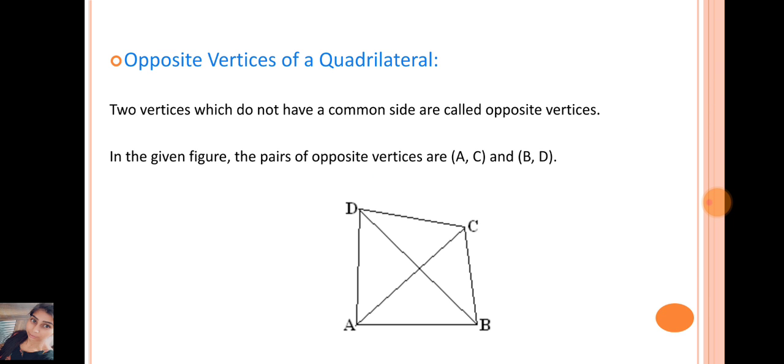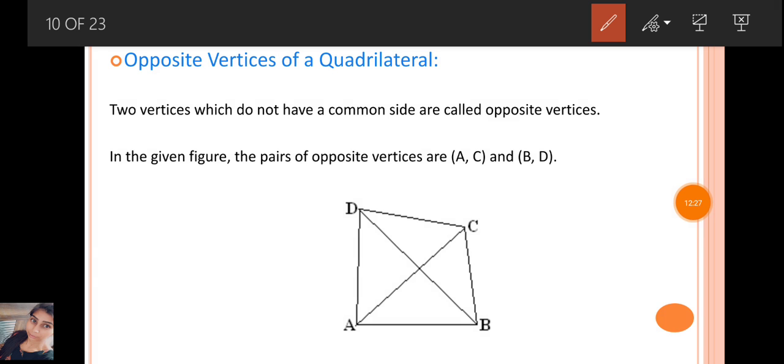So now let us see what we mean by opposite vertices of a quadrilateral. Two vertices which do not have a common side. Again we are talking about pairs which do not have common sides. If they do not have common sides, then they are called opposite vertices. In this figure, if I talk about the vertex A, B is adjacent, and D is also adjacent, because they have a common arm or common line, AB and AD.